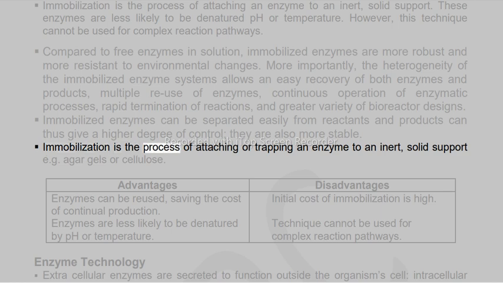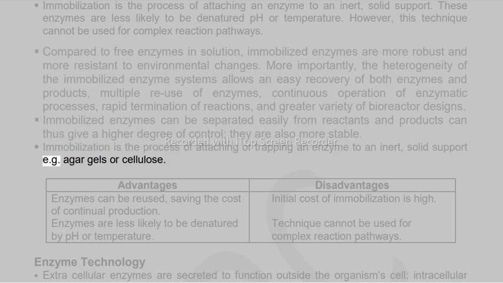Immobilization is the process of attaching or trapping an enzyme to an inert, solid support, e.g. agar gels or cellulose. Advantages: enzymes can be reused, saving the cost of continual production. Enzymes are less likely to be denatured by pH or temperature. Disadvantages: initial cost of immobilization is high. Technique cannot be used for complex reaction pathways.